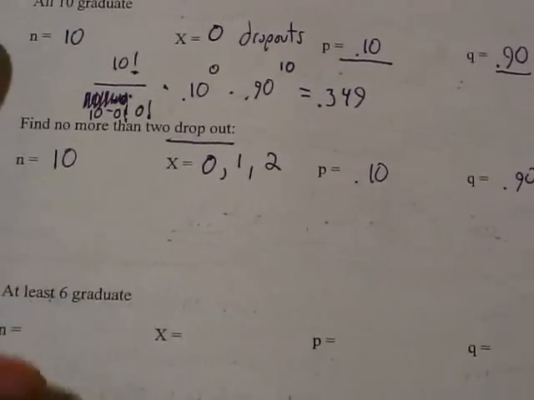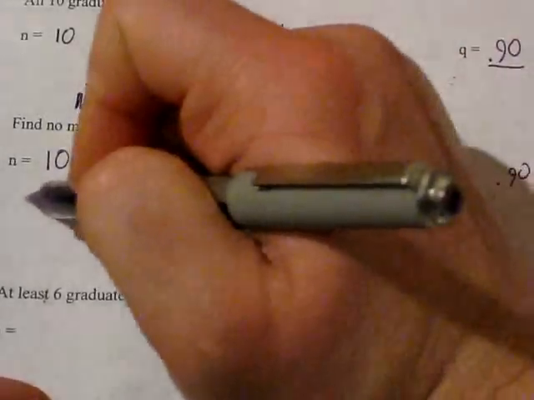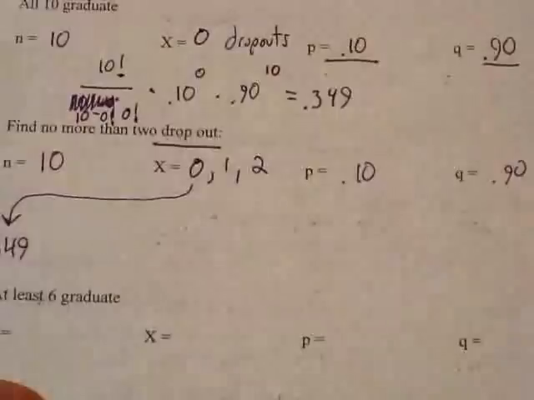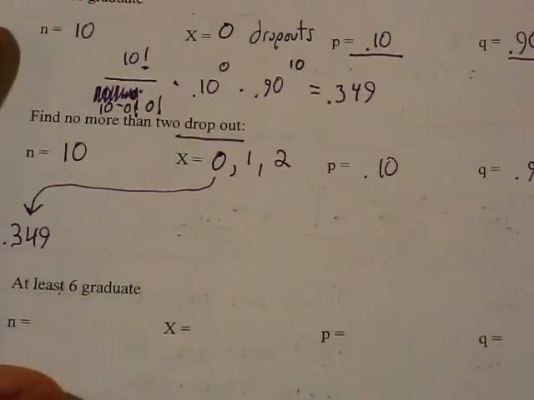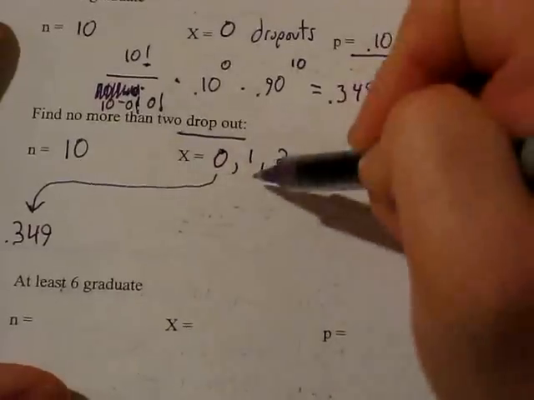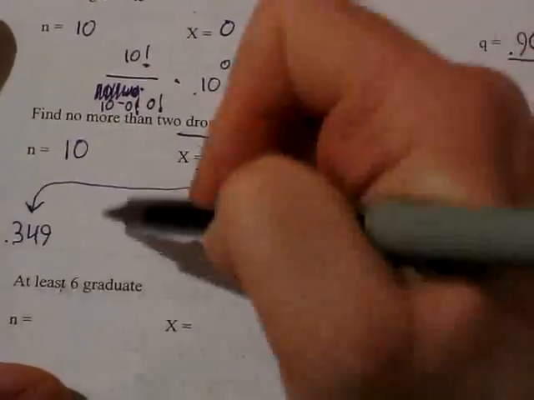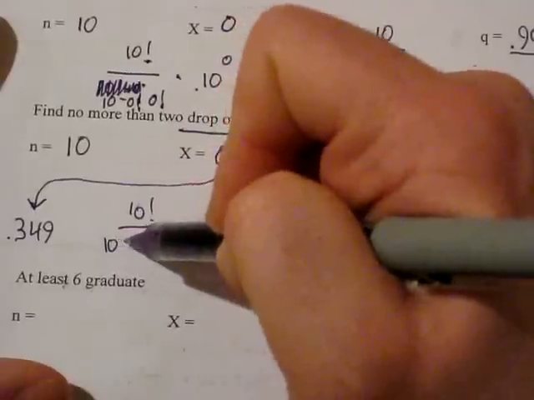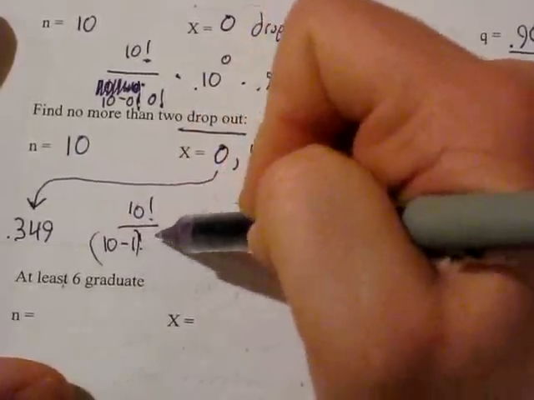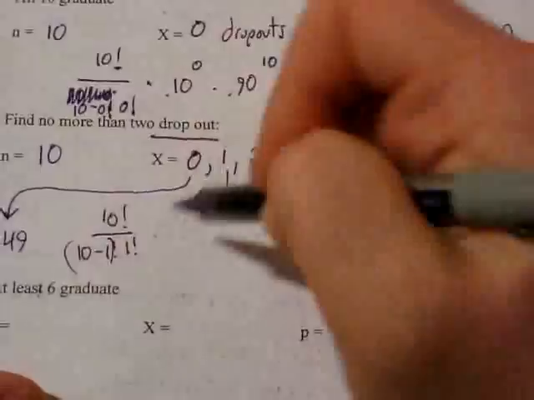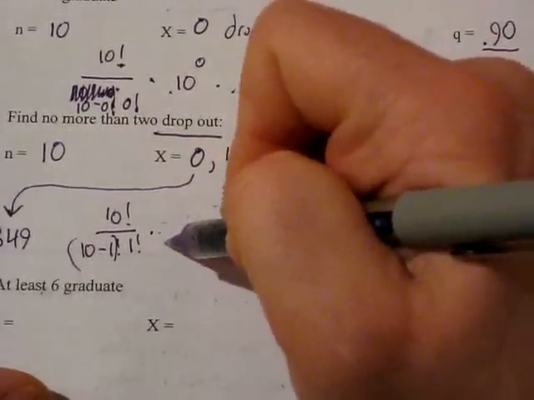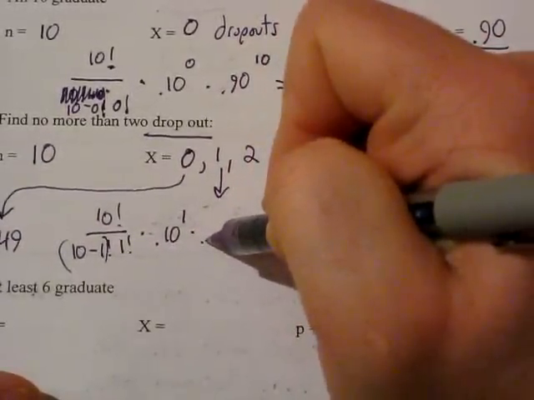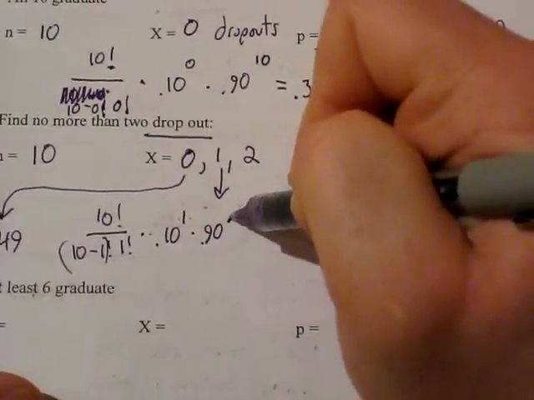So we've got 3 problems here. We've got a problem for 0, which we've already found out from the previous problem is going to be about 35%. But now what we've got to do is operate with having only 1 dropout. So here comes that problem. That 1 dropout is going to be 10 factorial over 10 minus 1 factorial, or 9 factorial, times 1 factorial, times 10% to the first power, times 90% to the 10 minus 1, or the 9th power.